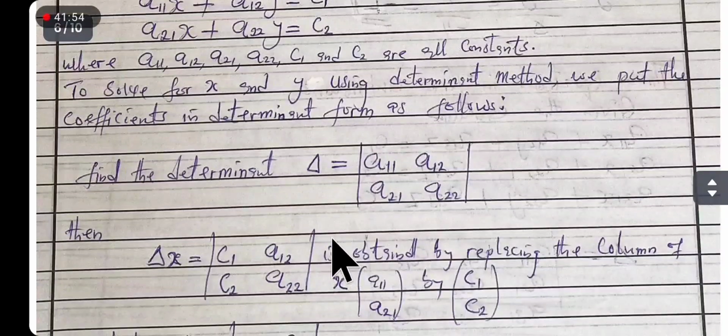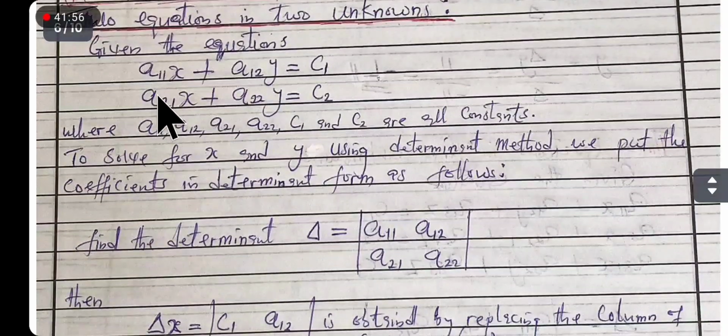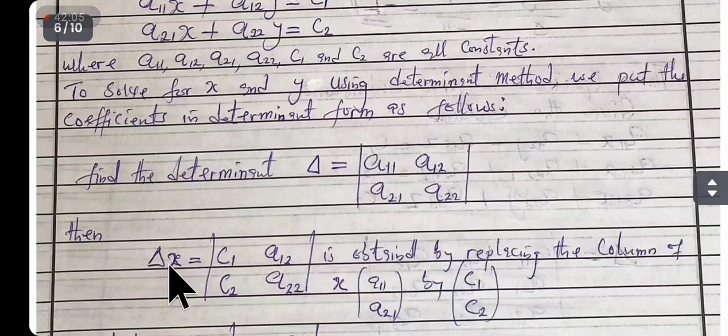You extract the coefficients. These are the coefficients. These two are the coefficients. So we are going to be using c1 and c2. I'll show you how to use them. Then the determinant with respect to x.